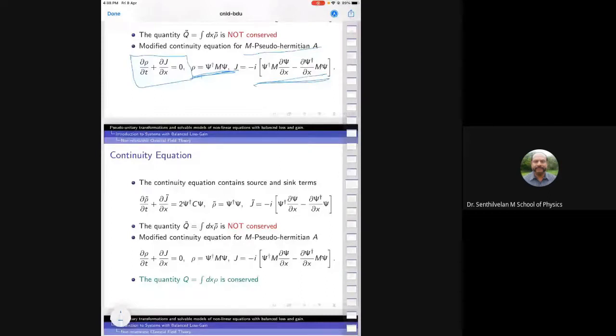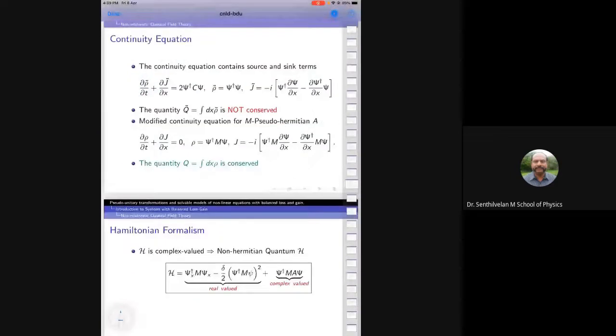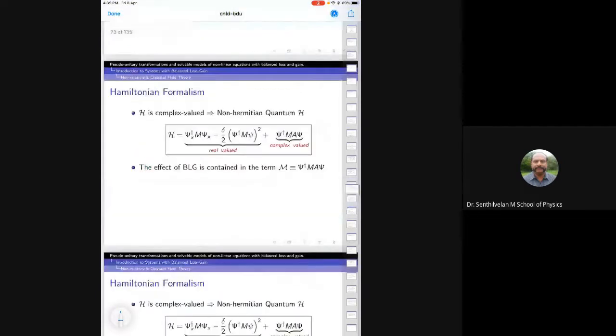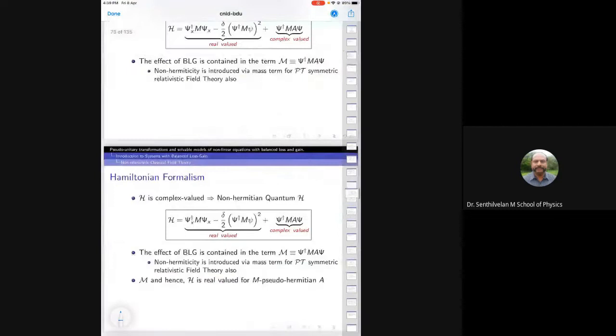Now I am running behind time, so I will skip the Hamiltonian formalism. I just mention the whole thing: one can write down a Hamiltonian. Of course, this is not a real-valued Hamiltonian. This is a complex-valued Hamiltonian, and if one quantizes it, then there will be very intricate problems. So I just leave this since I'm running out of time.